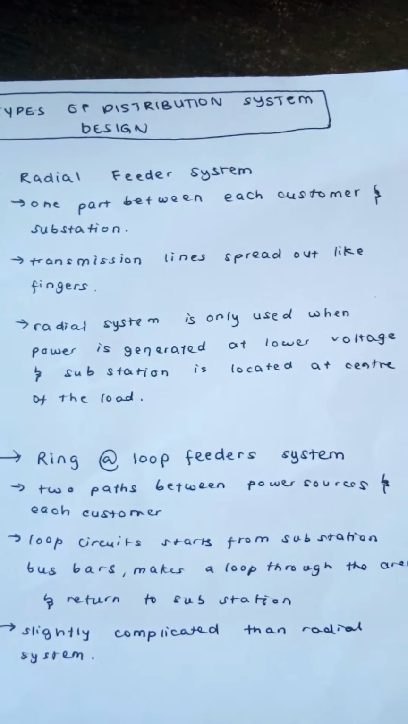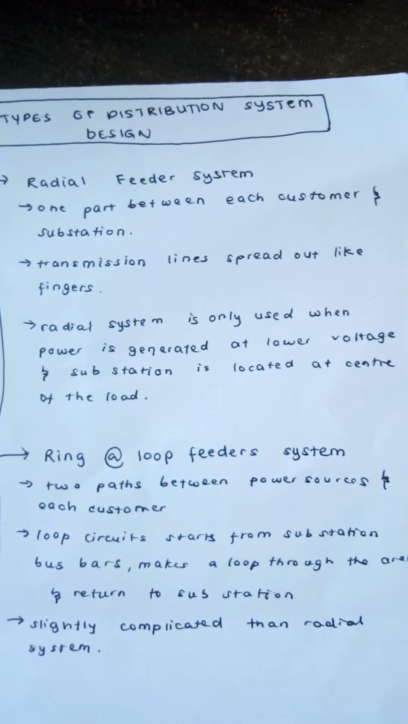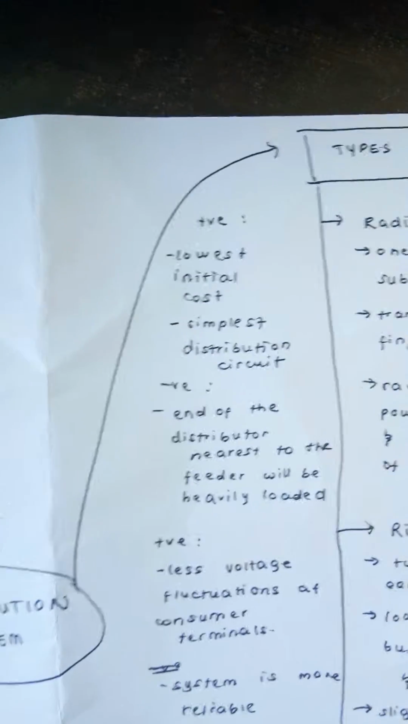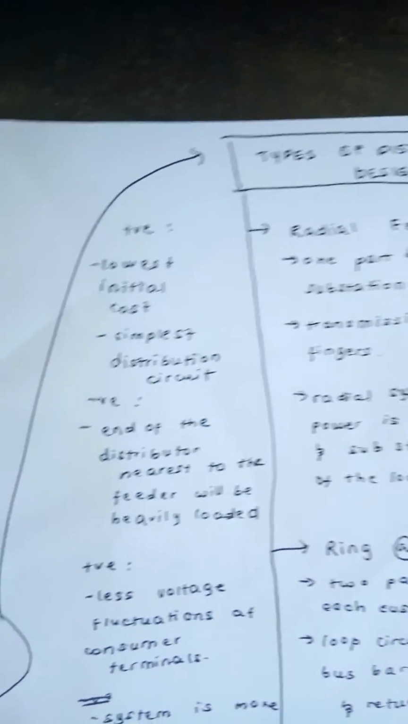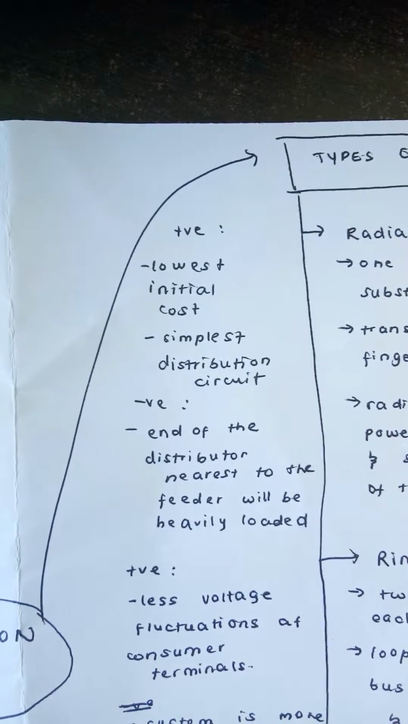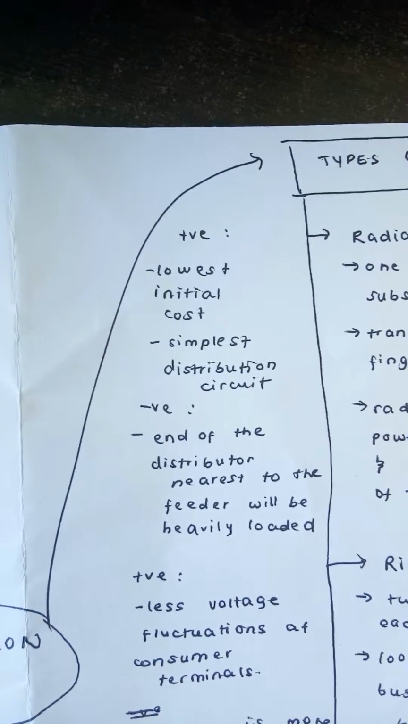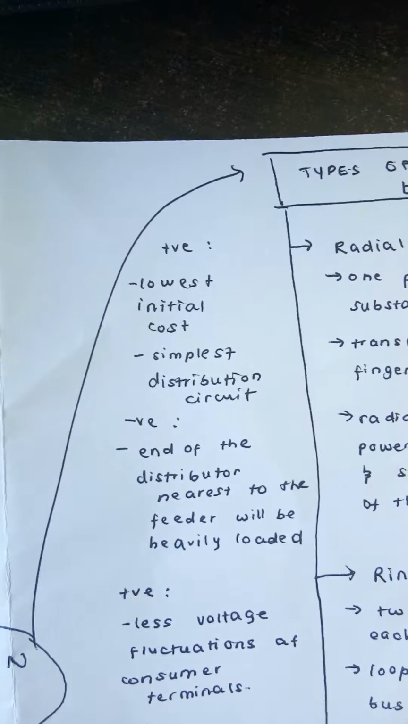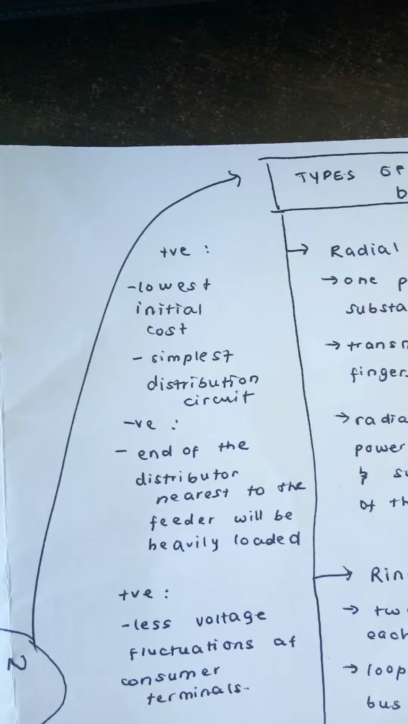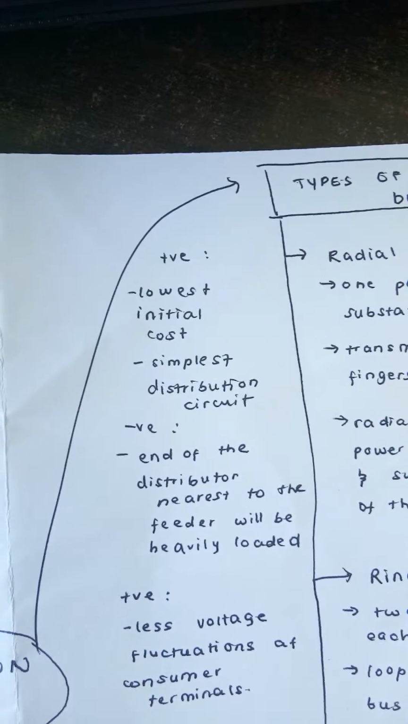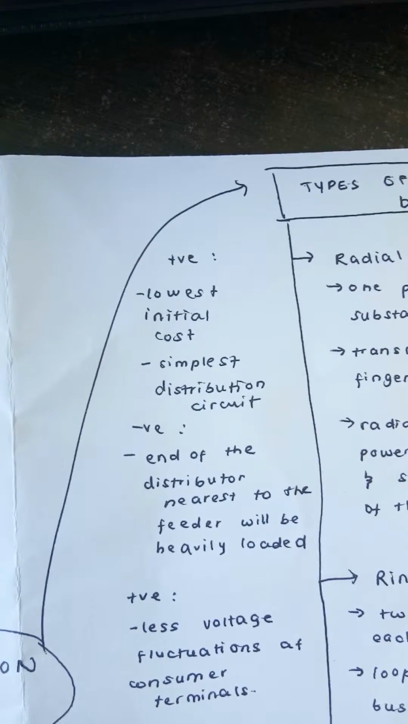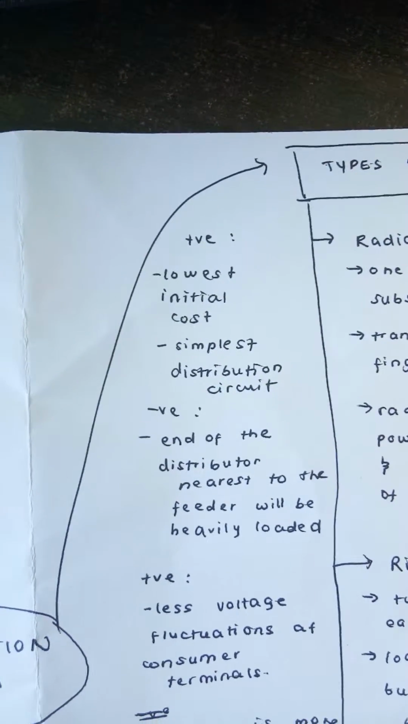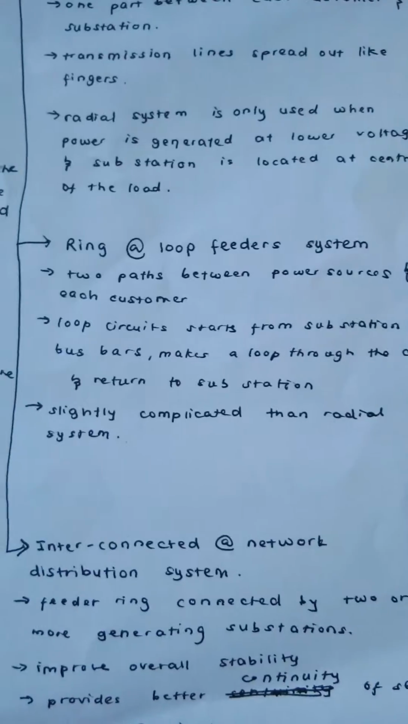The radial system is only used when power is generated at lower voltage and the substation is located at the center of the load. For the advantages of this radial feeder system, it has the lowest initial cost and the simplest distribution circuit. For the disadvantages, the end of the distributor nearest to the feeder will be heavily loaded, and the customers depend on a single feeder or distributor, so a fault cuts off supply to the customers.